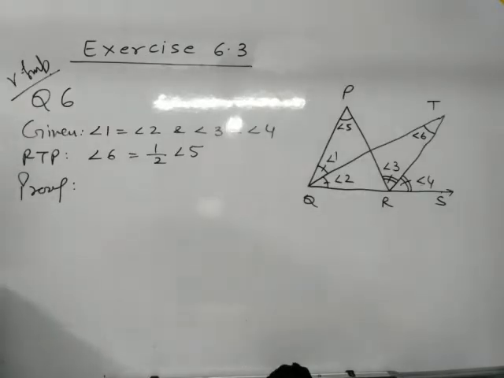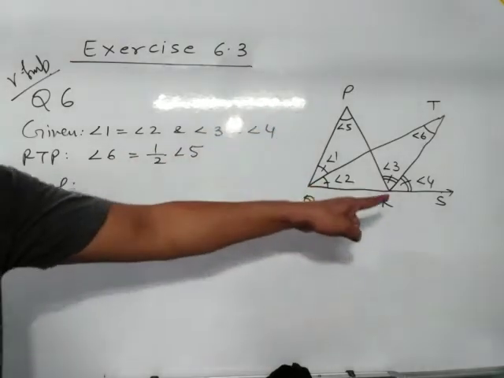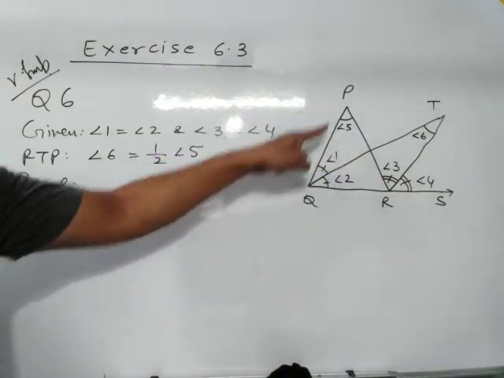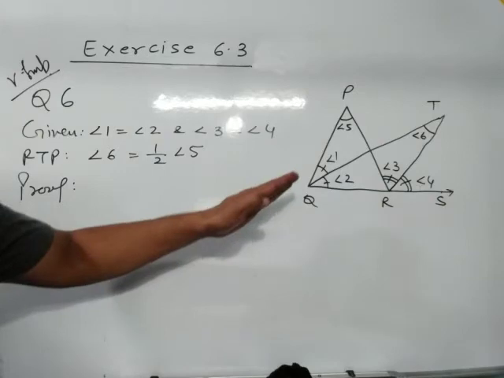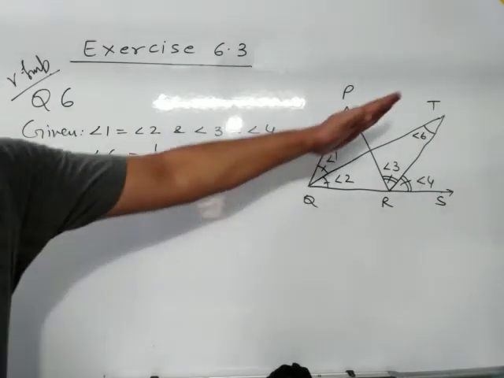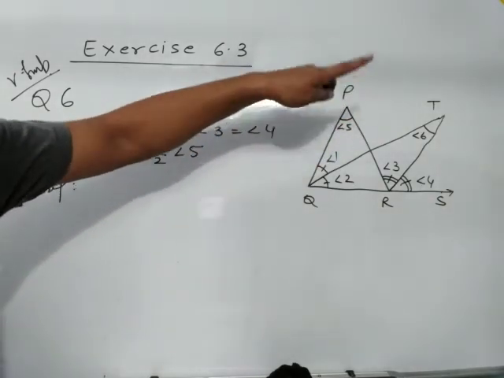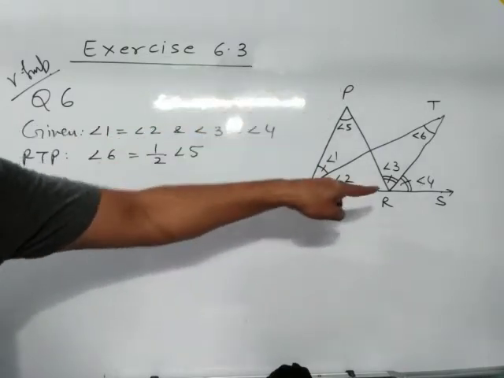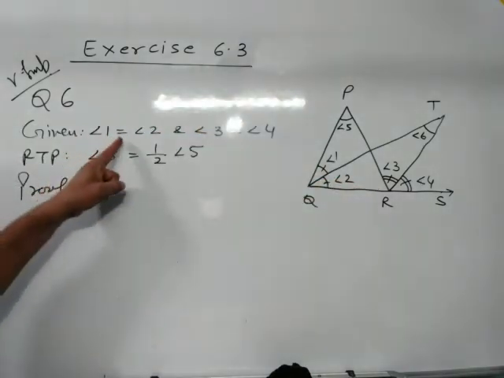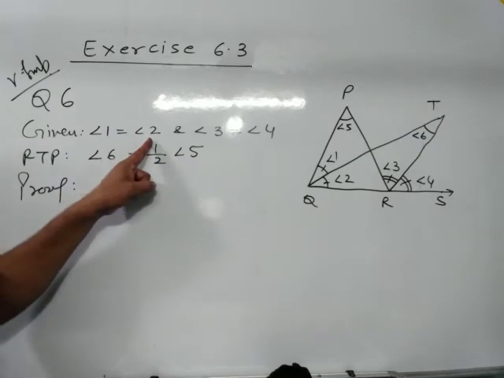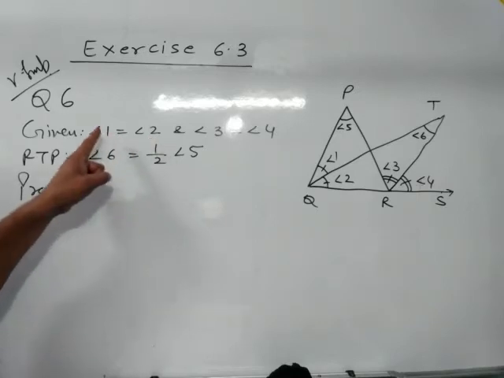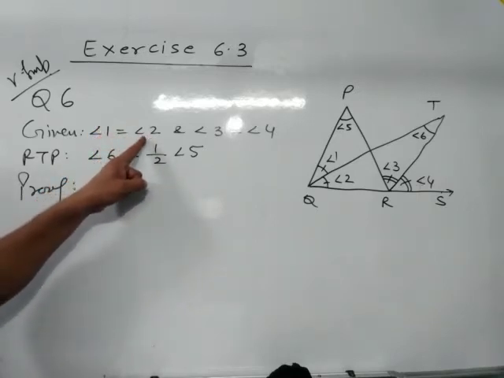Now come to question number 6 of this exercise. In this question there is a triangle PQR, and the angle bisector of angle Q has been drawn, that is QT. QT is the angle bisector of angle PQR. What does it mean? It means angle 1 and angle 2 are equal.